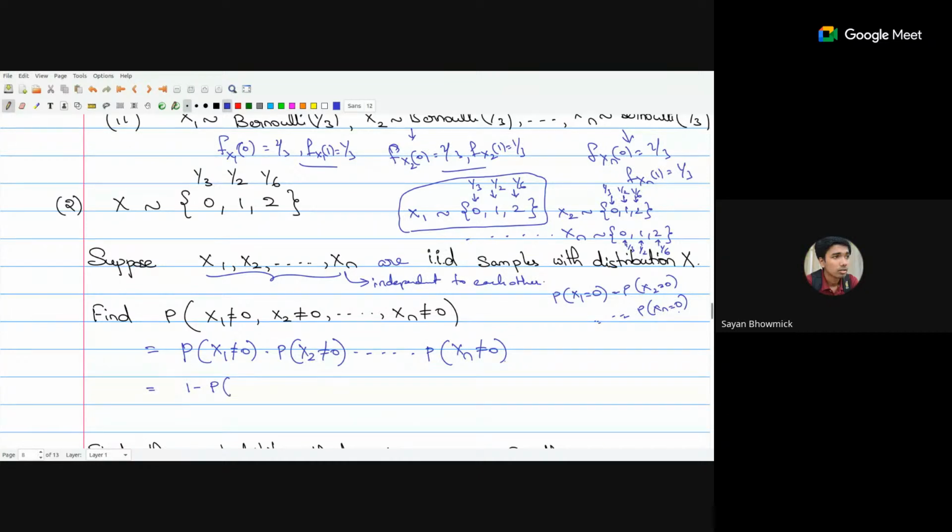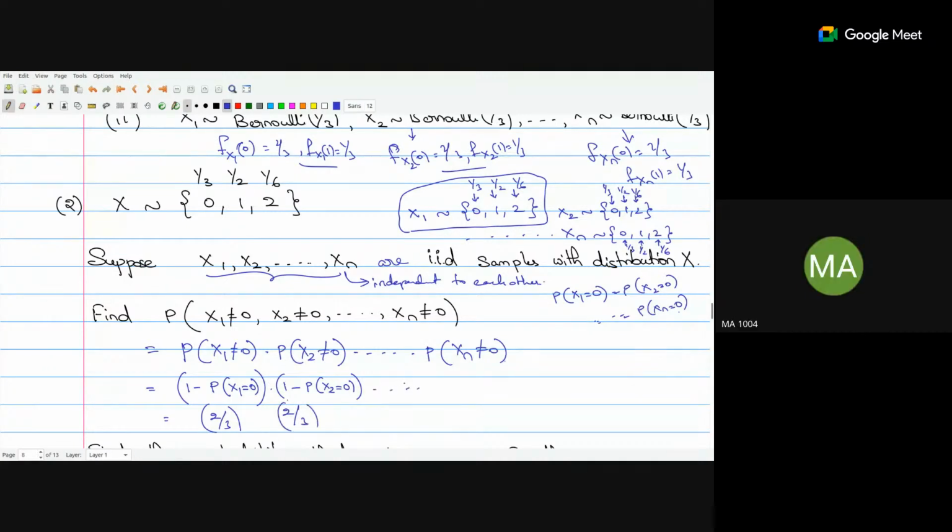What will be the probability that X1 not equals 0? This is 1 minus P of X1 equals 0, and the probability of X1 equals 0 is 1 by 3. So 1 minus 1 by 3 is 2 by 3. Now observe, is it necessary to go to X2 and again compute 1 minus the probability that X2 equals 0? If you compute it, you will get the same, 2 by 3.